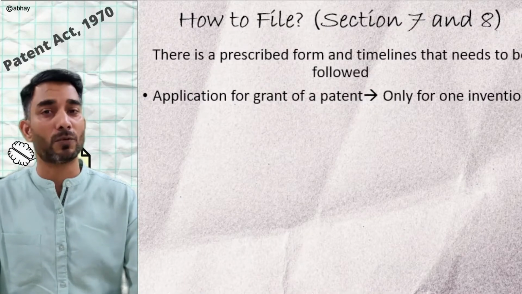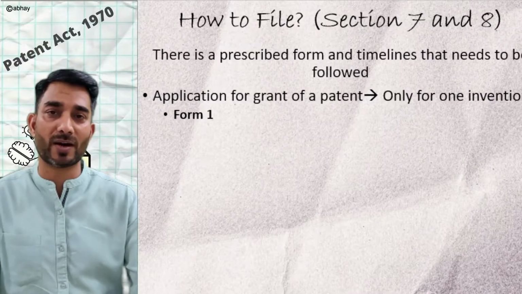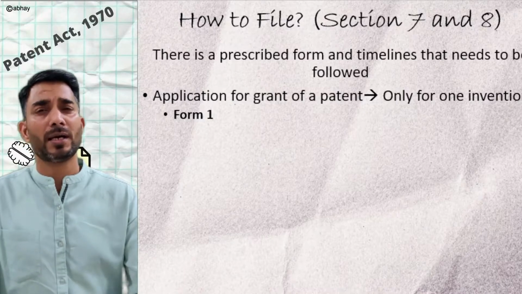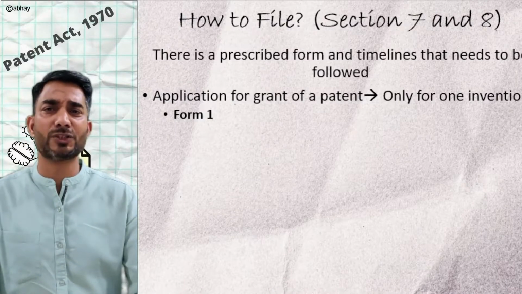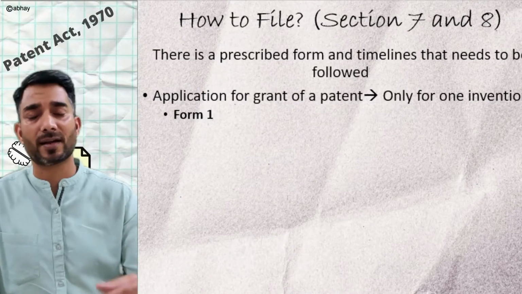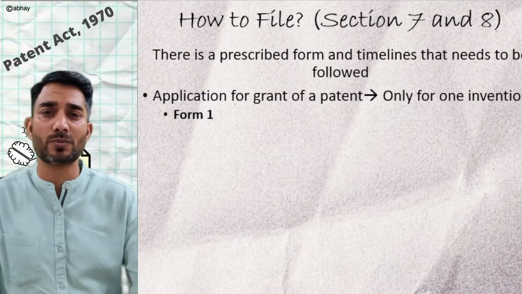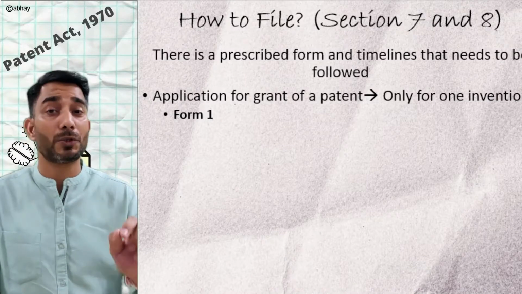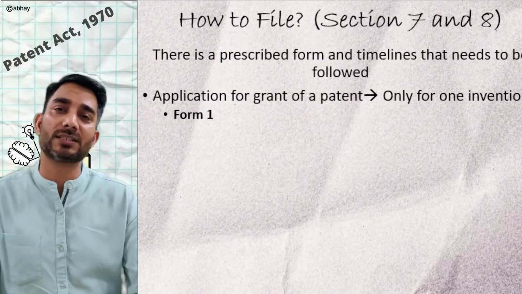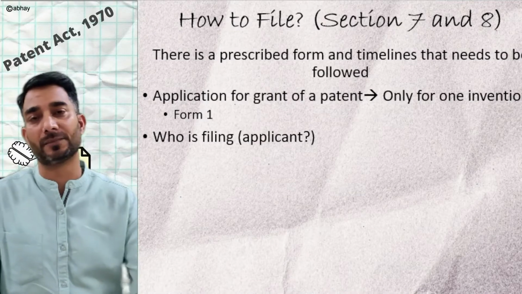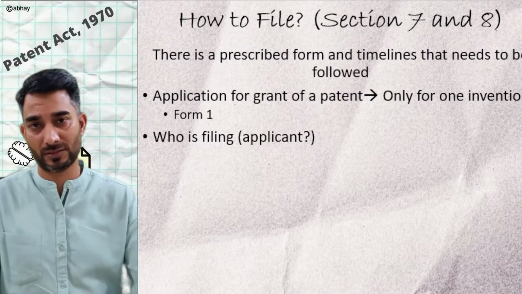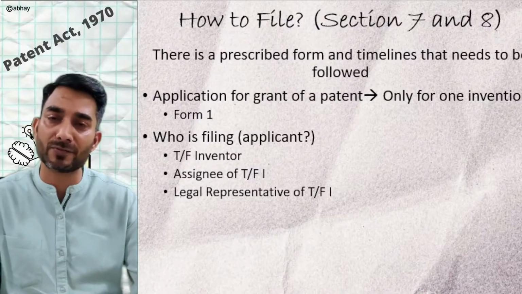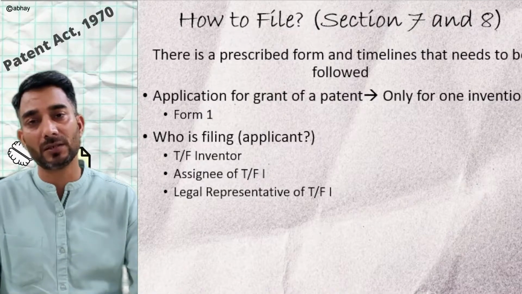Now, Form 1 is required to file for an application for a grant of a patent. Now, it's not uncommon for inventors to assign their applications, assign their rights, assign their inventions to other person interested or the company that they work for or to a business partner. To understand the further requirements, we need to understand who is the applicant. Now, as we know, true and first inventor could be the applicant, an assignee could be the applicant, or the legal representative of the true and first inventor could be the applicant.